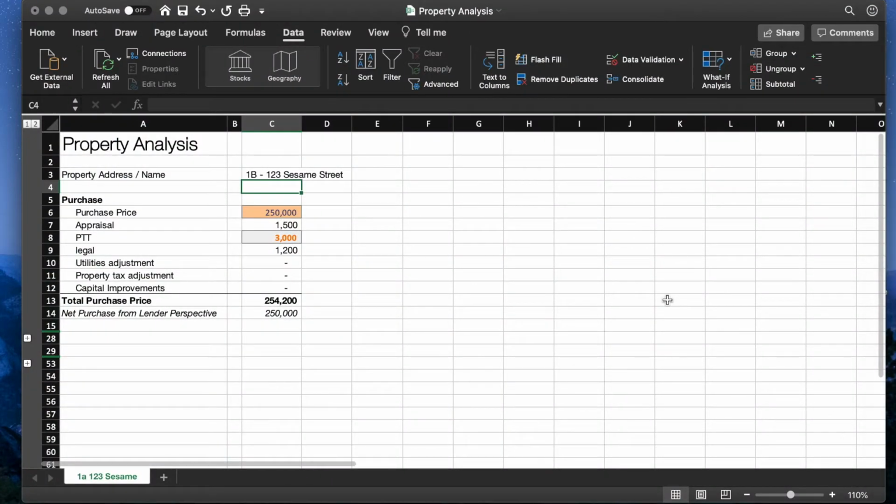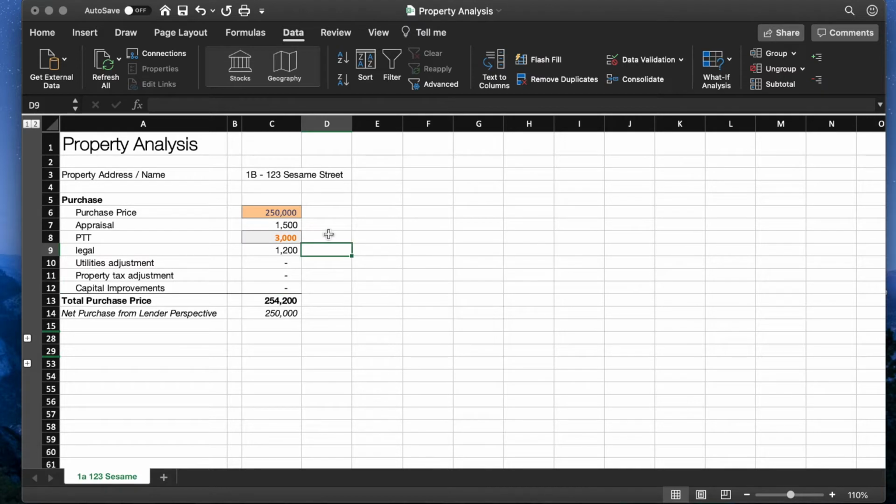So we'll open up Excel and I have my property analysis sheet here. Our property is unit number 1B, 123 Sesame Street. You can guess where that is. We start off by looking at the purchase price of the unit. For example, we have $250,000, and then we have a series of additional costs for that unit as well.